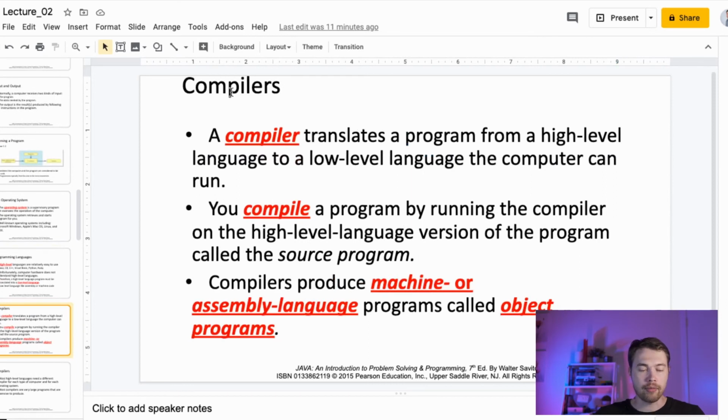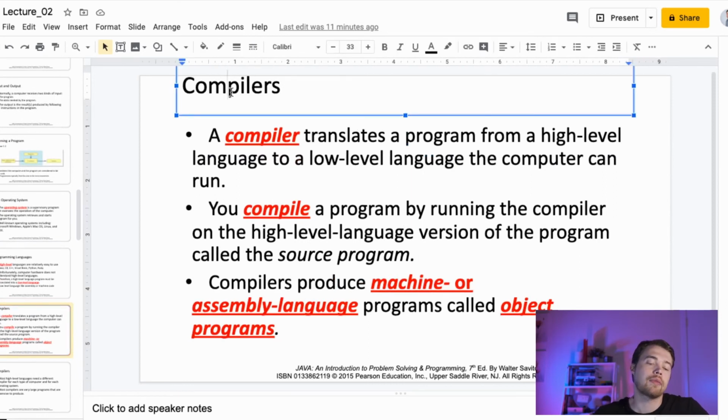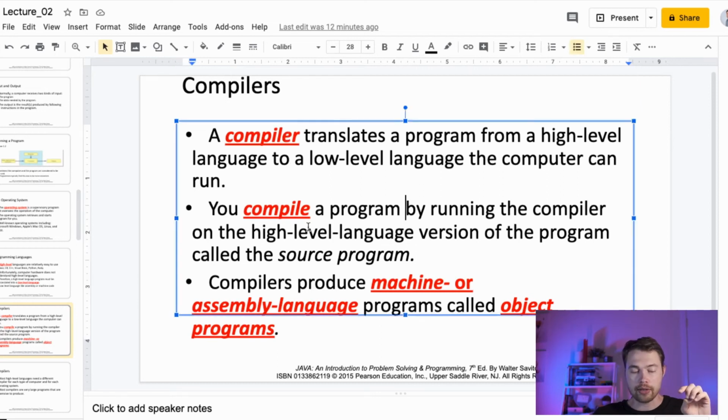Okay. Now, you probably heard of the word compiler. So what is a compiler? Compiler is that thing which translates a program from a high-level language to a low-level language the computer can run. The verb would be to compile. You compile a program by running the compiler on the high-level language version of the program called source code. Compilers produce machine or assembly language programs called object programs.